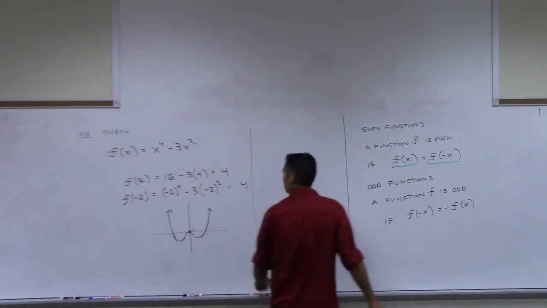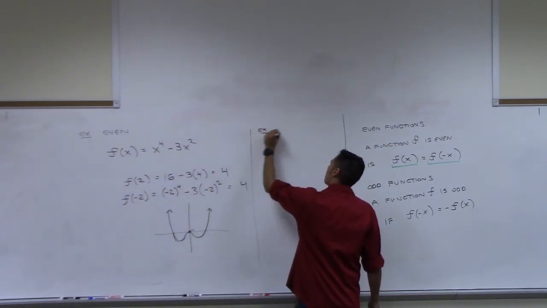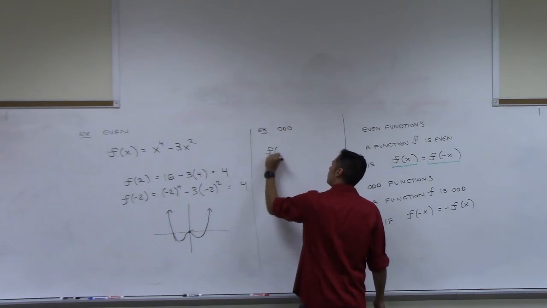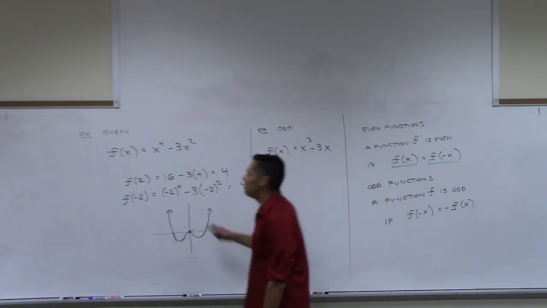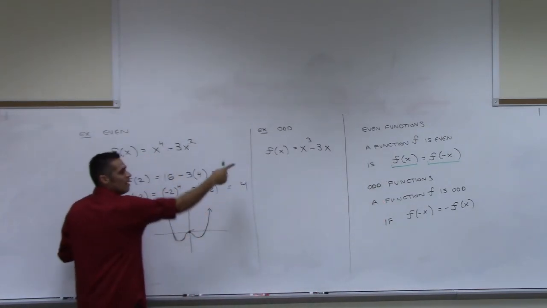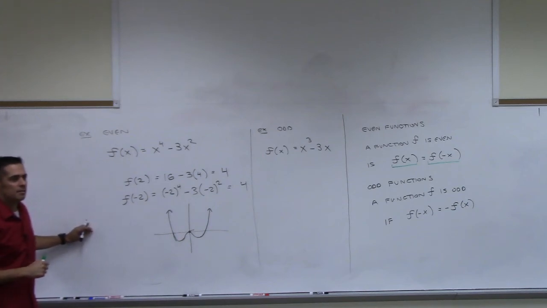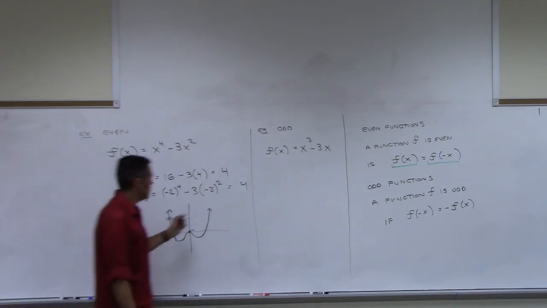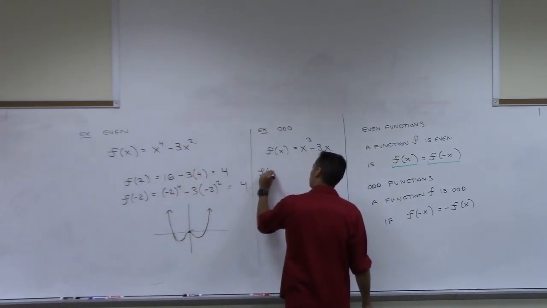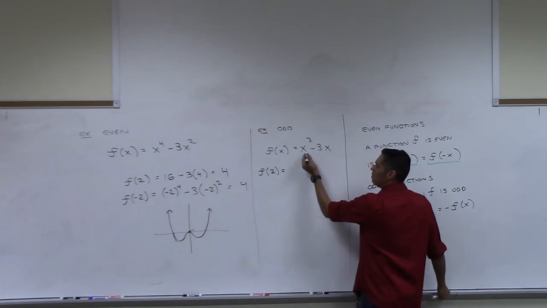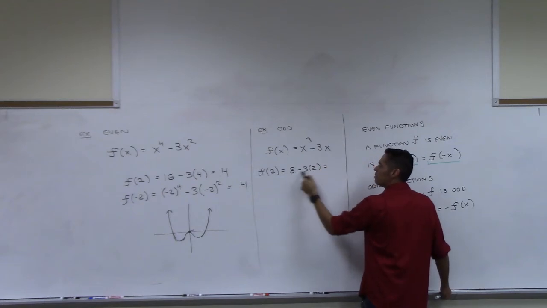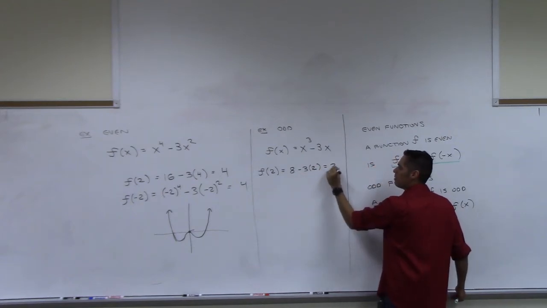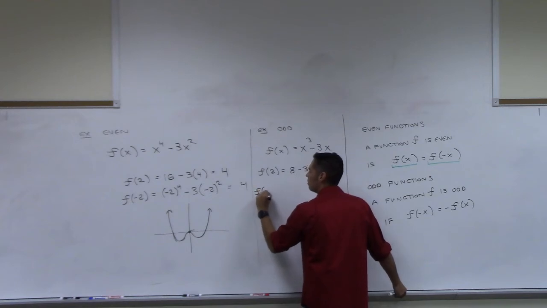All right, odd functions. Well, I could just do that same example, except I'll do x cubed minus 3x. So notice that what I've done is these were even powers of x, and now those powers of x are both odd. Do you see that? x cubed, and then x to the first power, 1 is odd. So what happens here? If I try and plug in f of 2, what do I get? Well, 2 cubed is 8, minus 3 times 2, so I get what? 2. Okay.